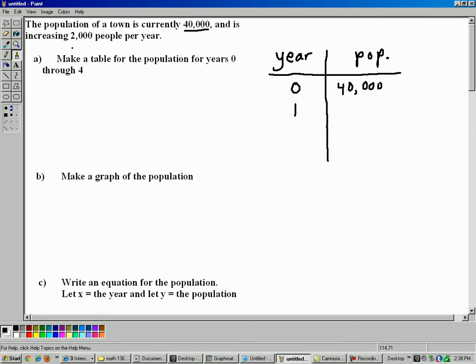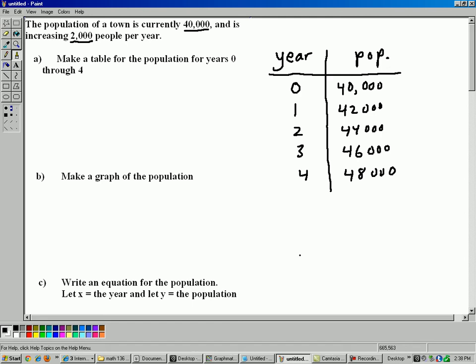Okay, 1 year later, it says that the population is increasing 2,000 people a year. So it's 40,000 plus 2,000 is 42,000. Okay, year 2, the population goes up another 2,000, so now it's 44,000. So just add on 2,000 people. Year 3, another 2,000 people, so 46,000. Year 4, and that's the last year that we're asked to do, another 2,000 people, so 48,000. Okay, that's it for part A.